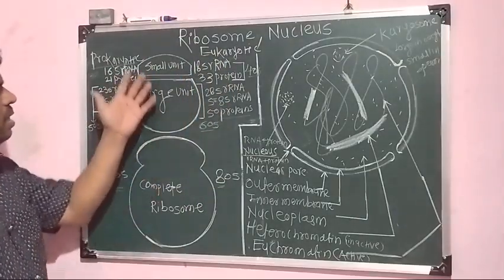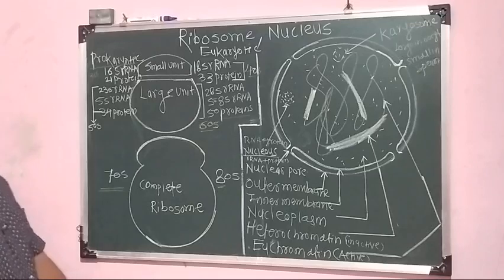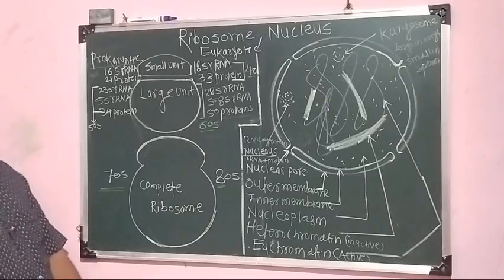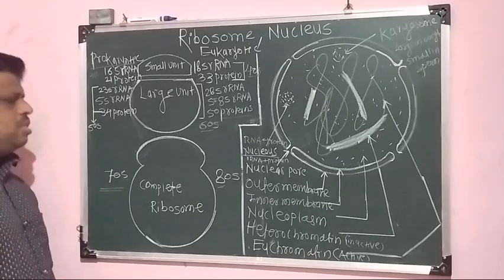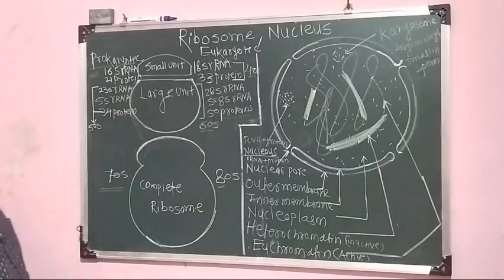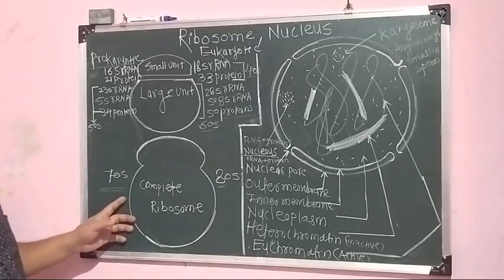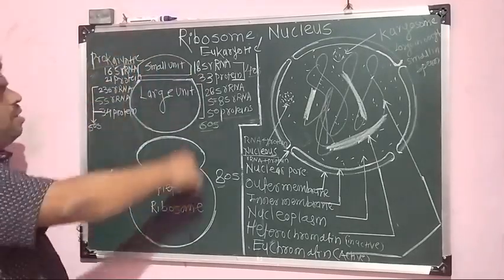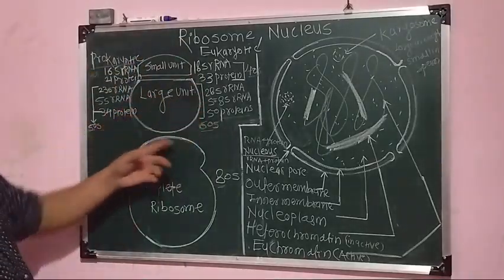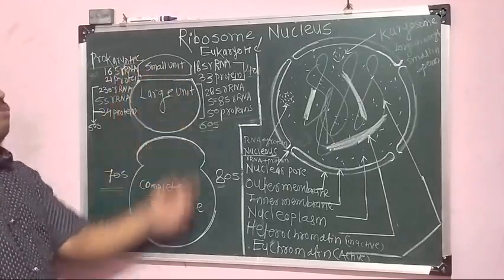So this is simply regarding the structure of ribosome. As I said earlier, this ribosome is called a protein factory because it is mainly involved in the synthesis of protein. That's why this is called a protein factory. This ribosome was first observed by the scientist Palade in 1953 under the electron microscope. This ribosome lacks a membranous cover. There is no extra protective cover around this ribosome.